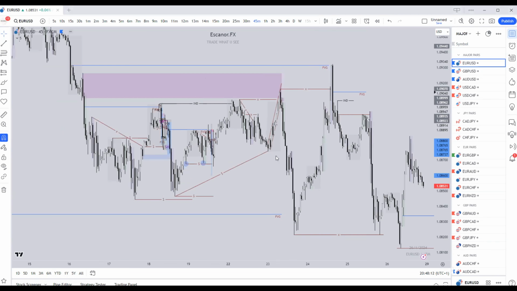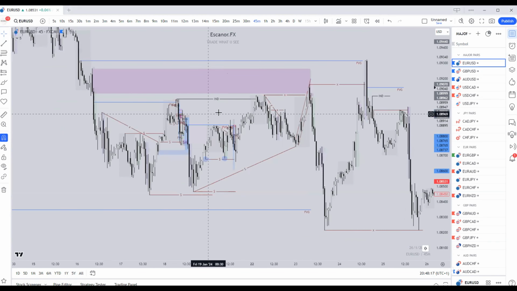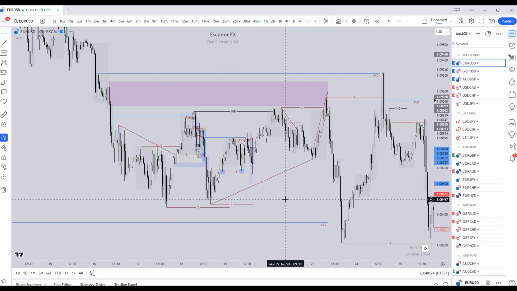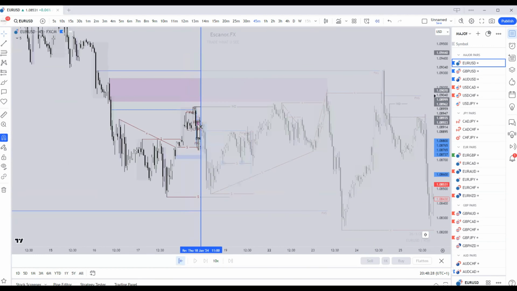Okay, so let's go. We're gonna start here. I will not delete the drawing from the chart because there is a lot of detail on the lower time frame, and I will not remember it if I delete it. So we're gonna just break it down like that.